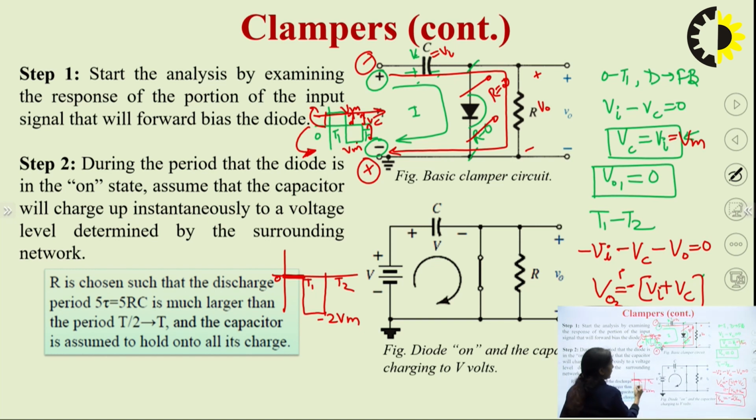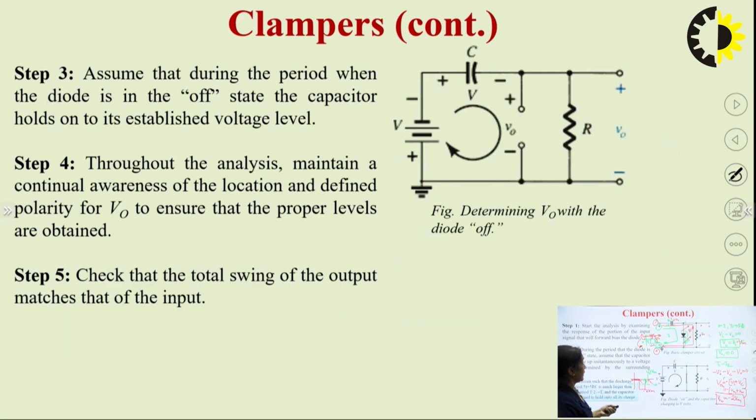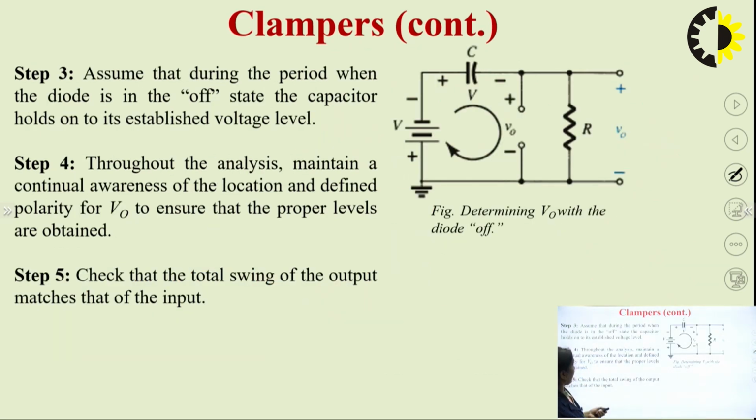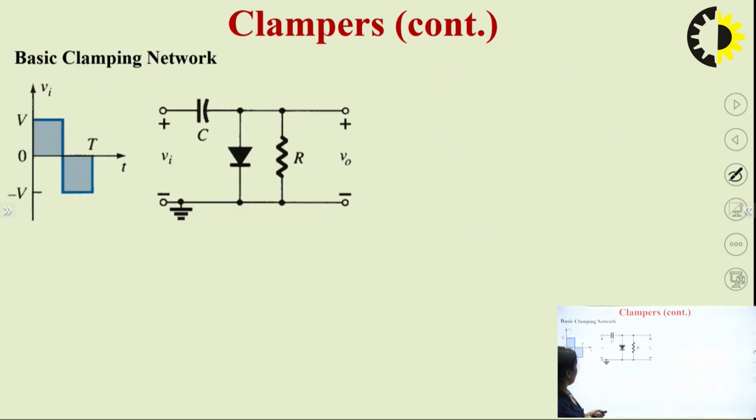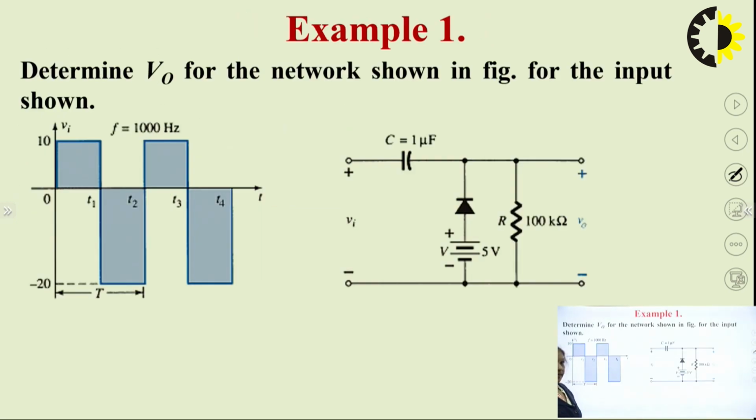So here we can see that actually this was my initial signal. Now my signal has been shifted, DC level has been shifted upward by an amount of Vc. So this is how we can analyze our clamper circuit. Okay. So let us take another example.